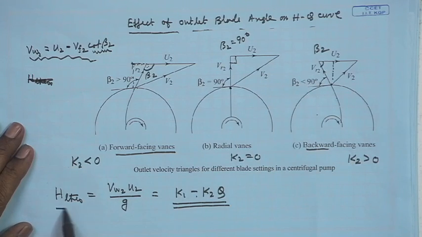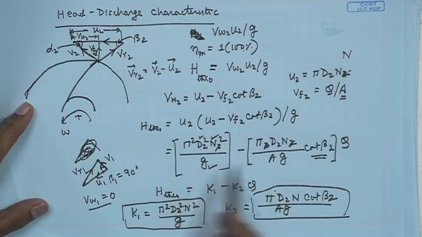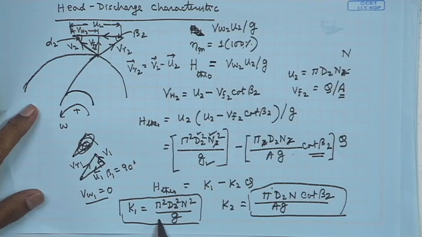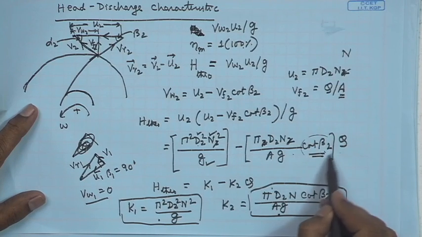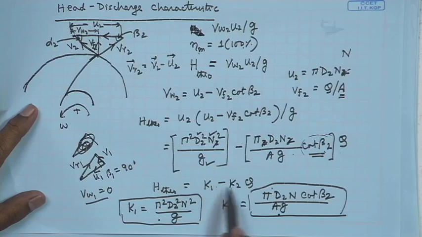So if you remember this formula which we derived earlier, that the theoretical head is K1 minus K2Q, given by this relation, where you just recollect that K1 is this and K2 is this. So depending upon the sign of cot beta 2, this will be K1 minus K2Q or K1 plus K2Q.